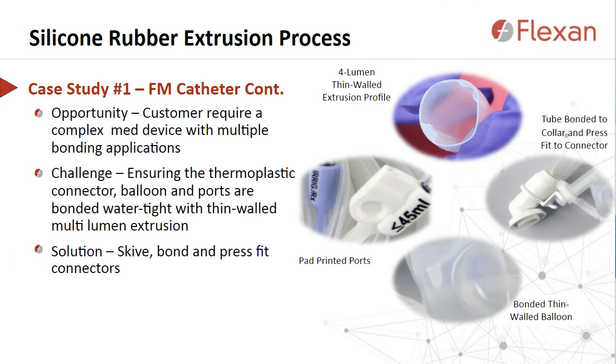Our first case study is a fecal management catheter. A medical device manufacturer approached Flexan with a multi-component medical device for fecal management and continence. The complex device required multiple operations and had specific design criteria that differentiated the product from the competition. Operations included extrusion, molding, skiving, slitting, bonding, and pad printing. The manufacturer was looking for a partner that could fabricate a turnkey solution for the entire device.